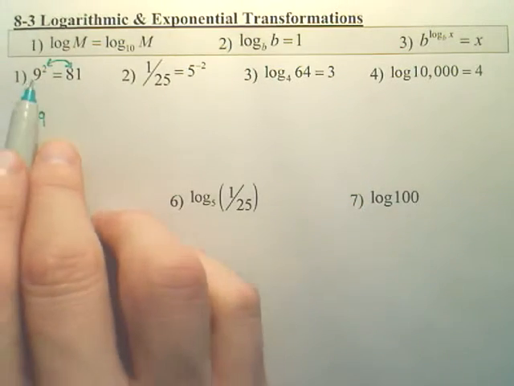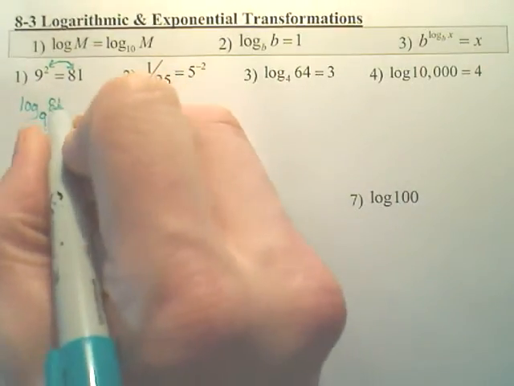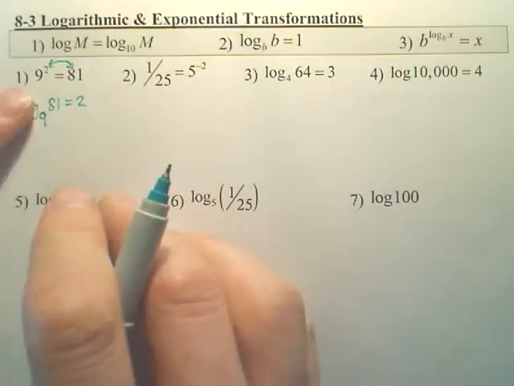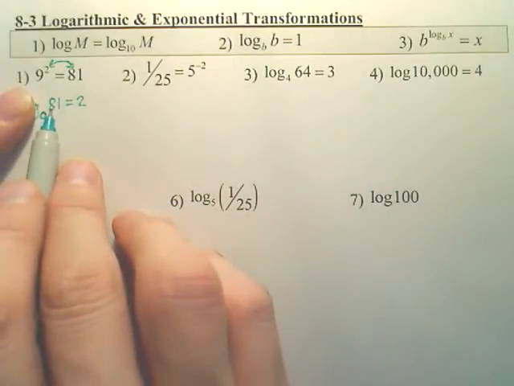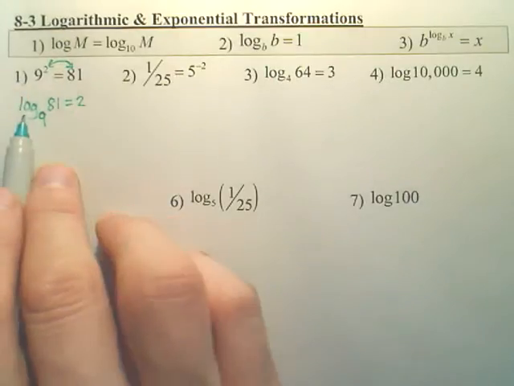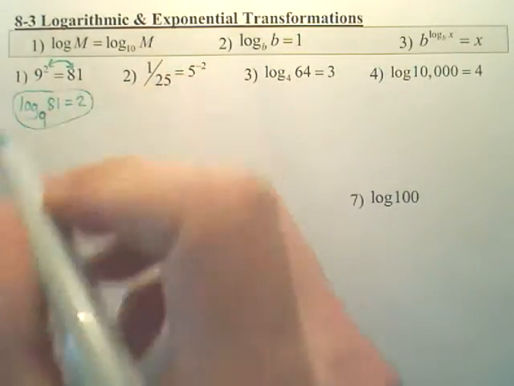So again, I wrote the log in front, and I'm switching the 2 and the 81. So if you cover this up, you have 9 squared equals 81. I switched the 2 and the 81 and put a log in front. That's my answer.